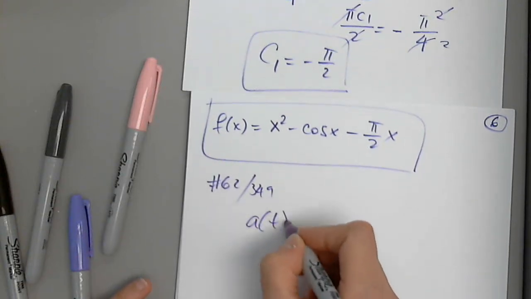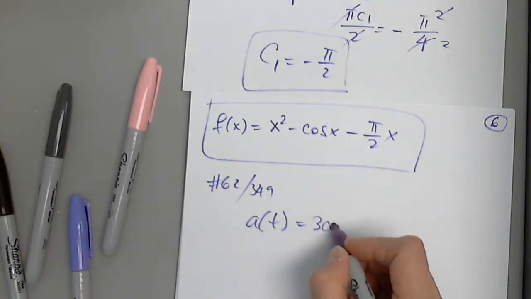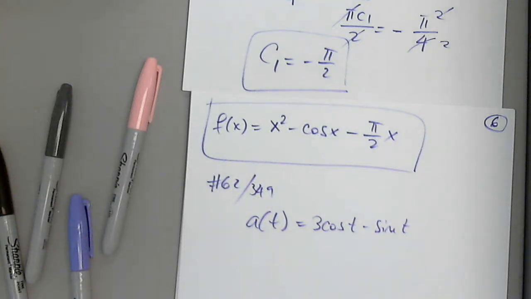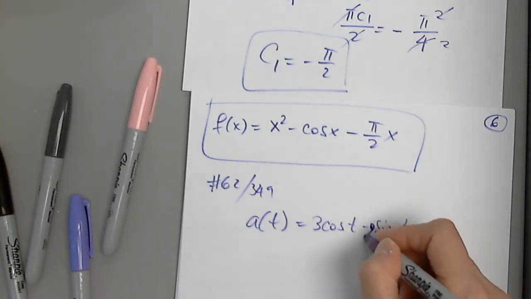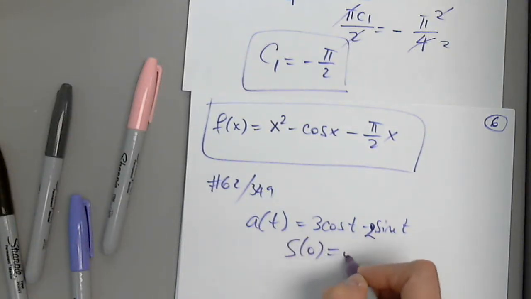We are given the acceleration 3 cosine t minus 2 sine t, and I think there is a 2 in front. Yes, there is a 2 in front. And s of 0 is 0, and v of 0 is 4.